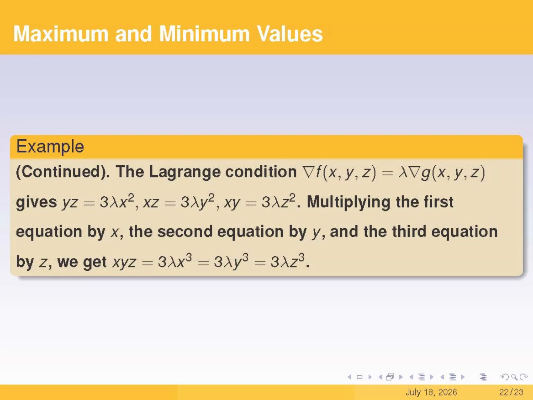Next, let's take the first equation, yz equals 3 lambda x squared, and multiply both sides by x. Let's take the second equation, xz equals 3 lambda y squared, and multiply both sides by y. Finally, let's do the same for the third equation, xy equals 3 lambda z squared, and multiply both sides by z. By doing this, we can combine all of them into the equation on the very last line.